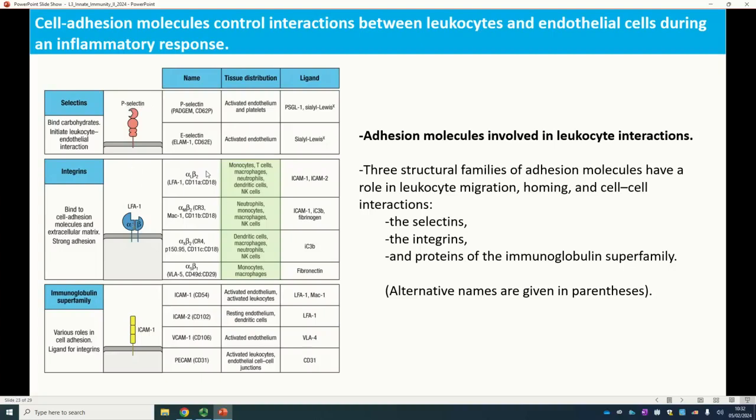Now, the integrins that I've shown here in green are present on the surface of the leukocyte, and they play an important role in binding to things like the selectins on the vascular endothelium. It's really promoting that leukocyte interaction with the endothelium.